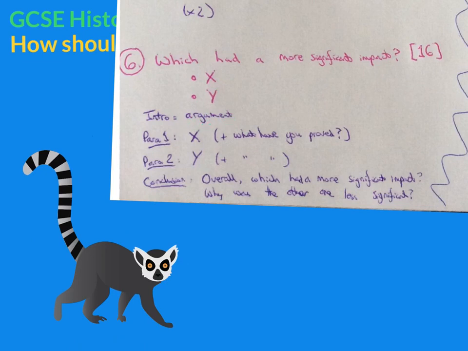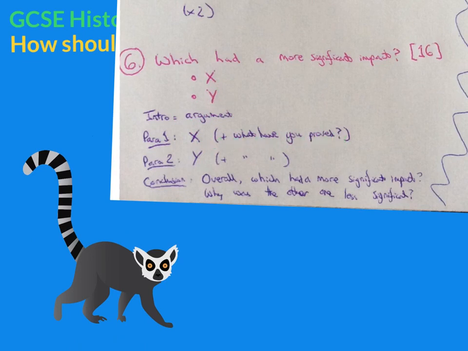So just write a sentence saying World War II had a more significant impact than the New Deal, or whatever else you're going to choose. Then paragraph 1 should be about the first factor and how that had an impact. Give 2 or 3 specific examples. At the end, link back to the question.